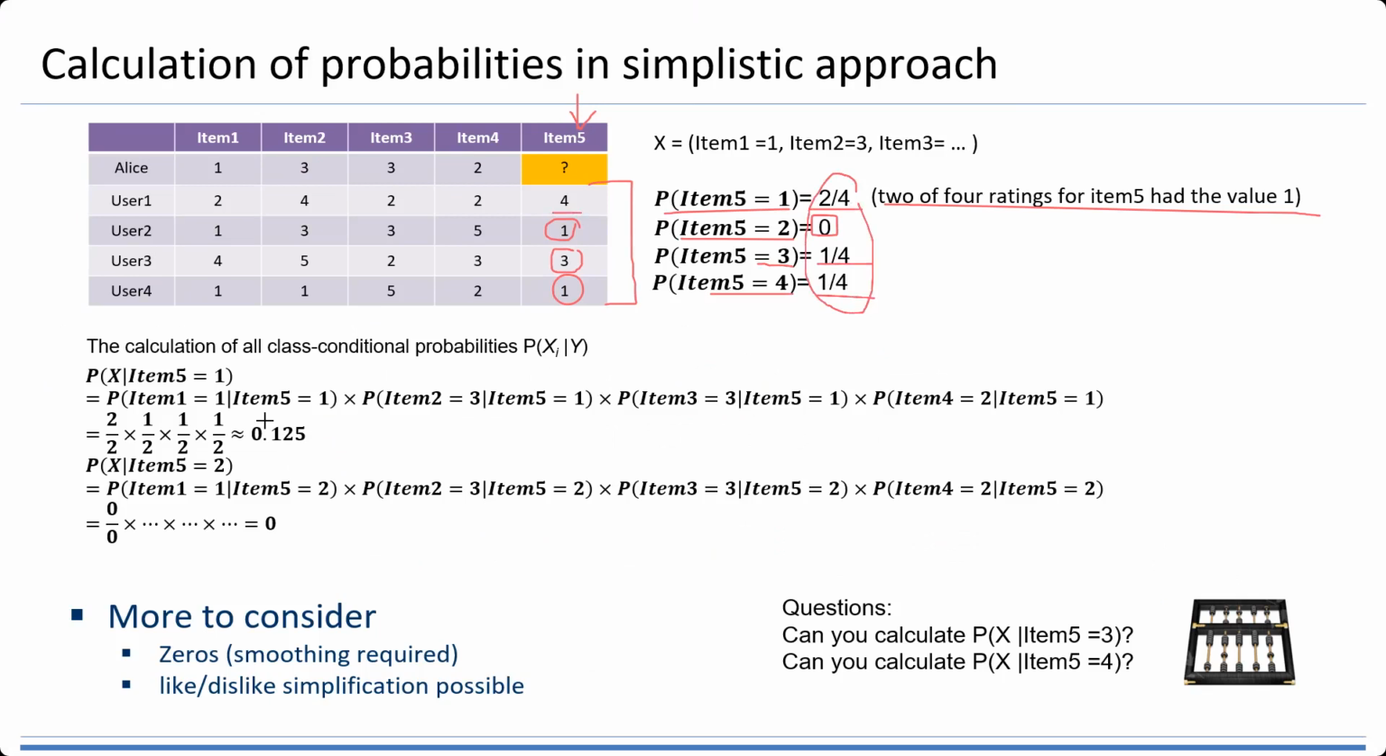Now we need to calculate the class conditional probabilities. This means I want to know the probability of xi given y. Let's say I want to know the probability of x given item 5 equals 1. When item 5 equals 1, I want to know the probability that item 1 equals 1. So this is the probability of item 1 equals 1 when item 5 equals 1.